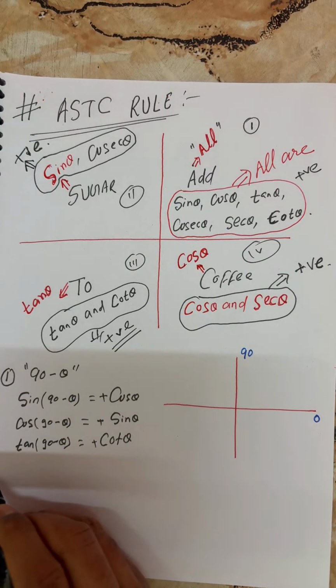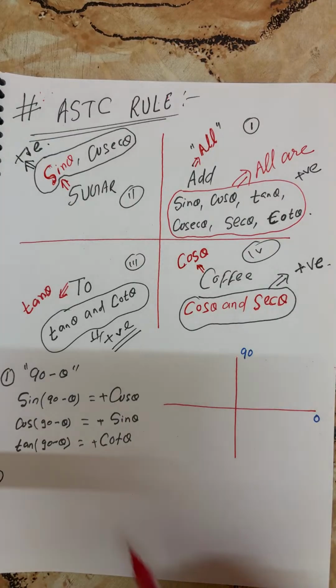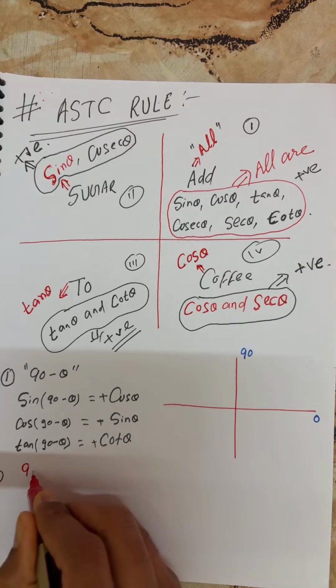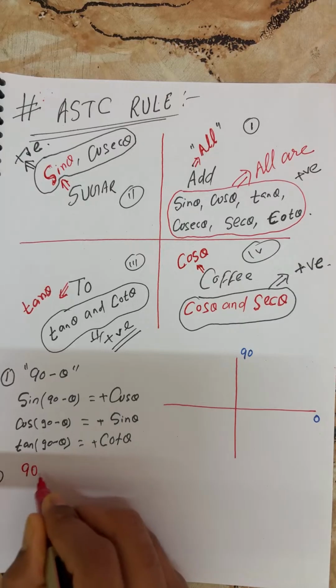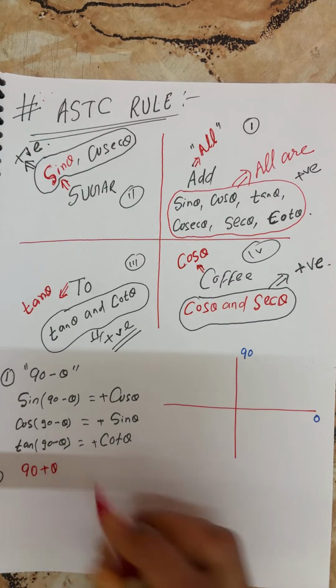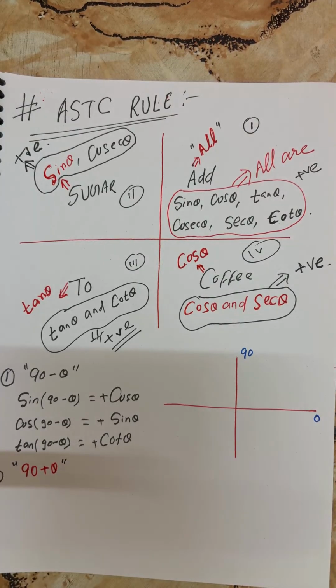Now in point number 2, I'm going to discuss 90 plus theta. So everyone respond to me first: 90 plus theta, which quadrant? First quadrant or second quadrant?